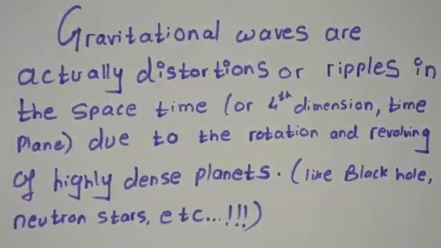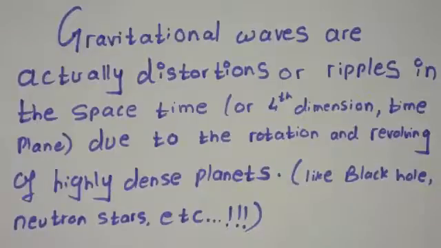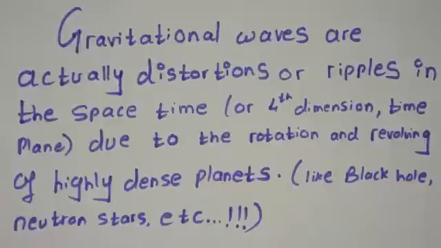So, here's the definition in front of you: gravitational waves are distortions or ripples in space-time, or the fourth dimension, that is the time plane. I discussed the time plane in my last video if you have seen it. If not, I'll show you right now after this explanation.